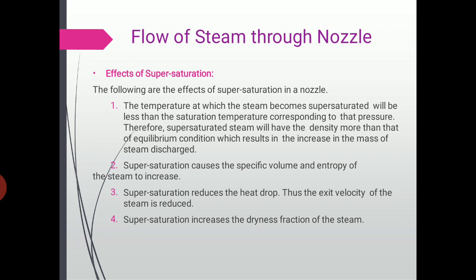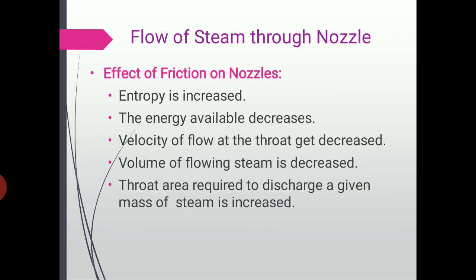These are the effects of supersaturation. One, it will increase the mass of steam discharged. Then it will increase the specific volume and the entropy of the steam. Then it will reduce the heat drop. Ultimately, what happens if I reduce the heat drop? Exit velocity of the steam is reduced. Then it will increase the dryness fraction of the steam. Okay, fine. Then what are the effects of friction on the nozzles?